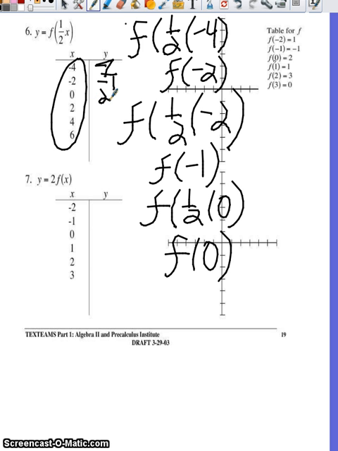Now what I'm going to ask you to do is finish the rest of problem number 6. We will work the rest of the problems in class. So make sure you have everything copied down, and I will see you tomorrow.